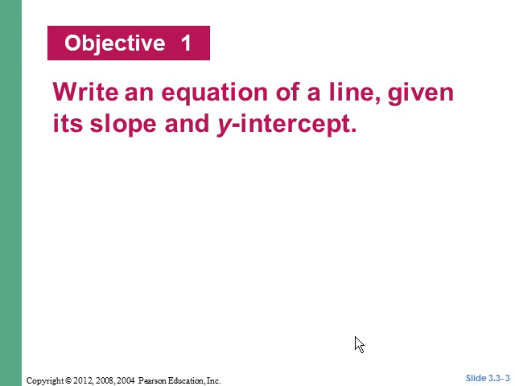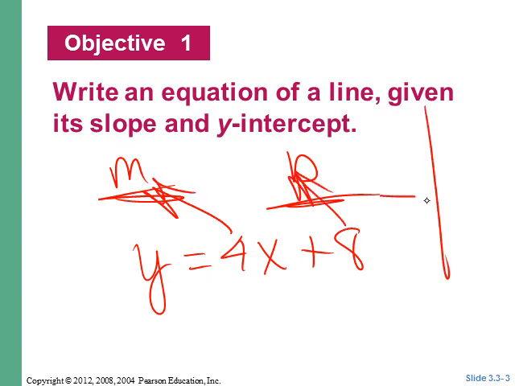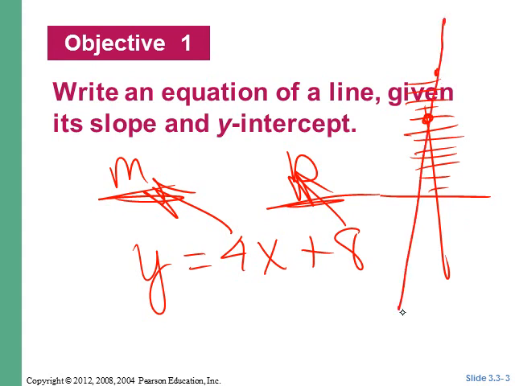First off, how do you write an equation if you're given its slope and its y-intercept? Now we use the letter m for slope and we use the letter b for y-intercept. Y equals 4x plus 8. This would be the slope. This would be the y-intercept. When we graph it, we would start up here at 8, and from there we would go up 4, forward 1, and there is our line. So let's get busy and see how it's done.